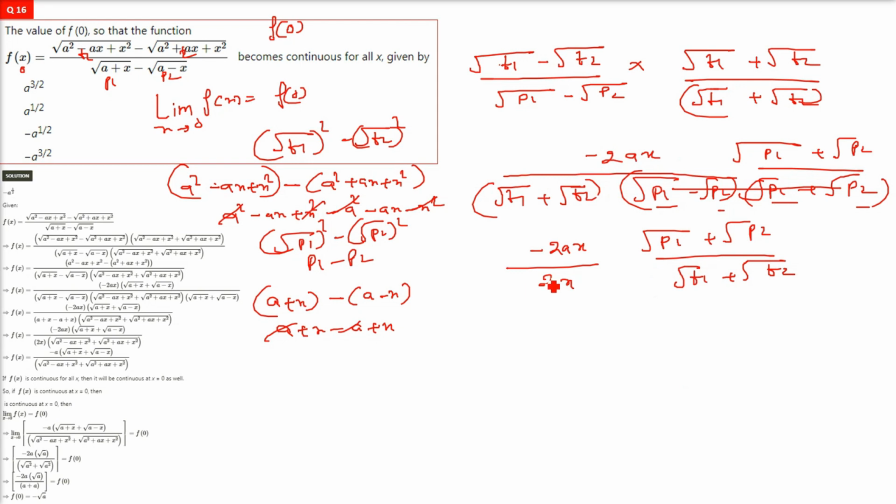Let us now cancel these two, minus 2x and minus 2x you can cancel. And there is just a negative, so only minus a will remain. The result will be only negative a. You can just cancel these two out. Here you can apply the limit now. So f(0), that is, in the place of x, just put 0. In place of x, put 0.